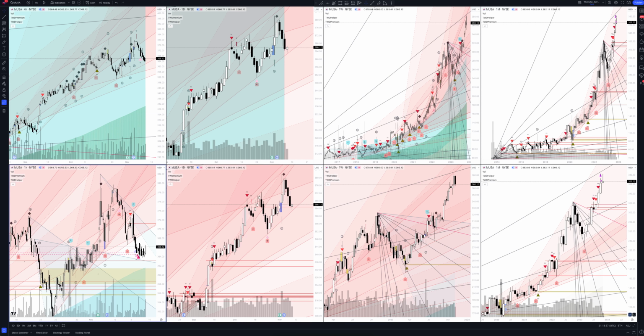Today we will take a look at Murphy USA Inc. stock. Let's analyze the market situation and find out how you can make money on it. Let's start.